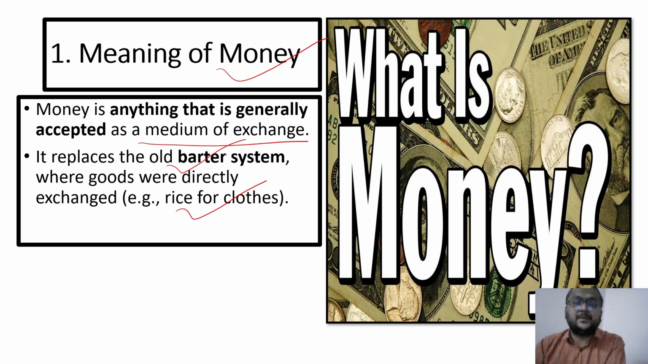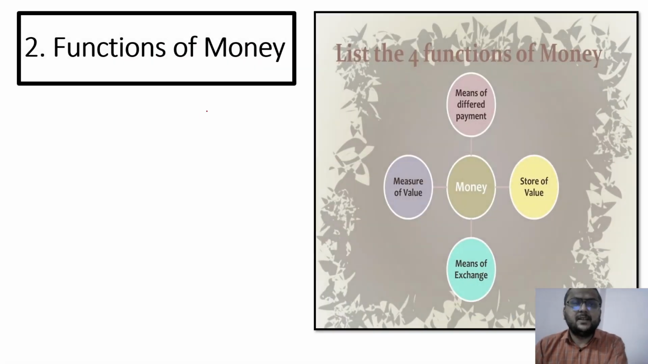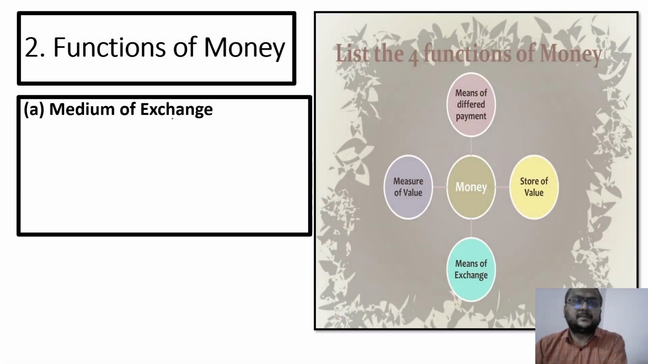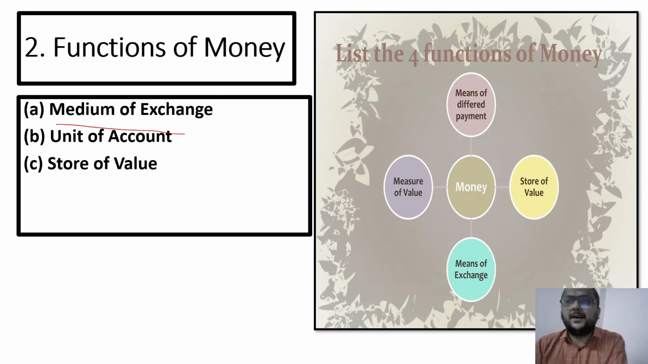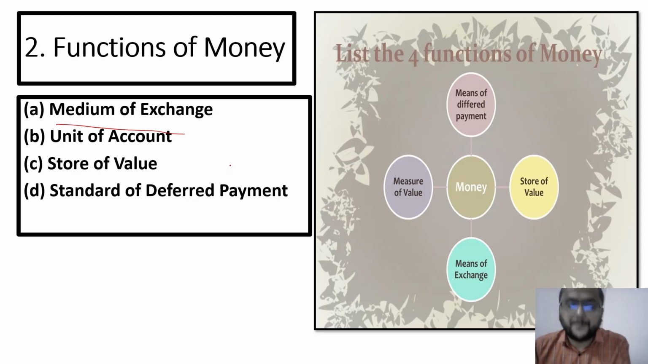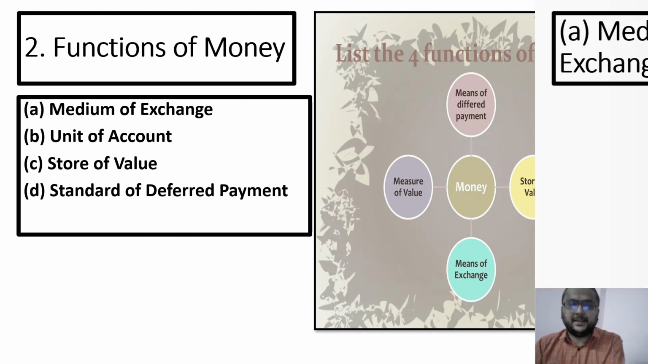So the concept of money, the availability of money, replaced the old barter system. What are the functions of money? Basically, there are four functions of money. The first essential function is medium of exchange. Number two, unit of account. Number three, store of value. And number four is standard of deferred payment. These are the essential functions of money.